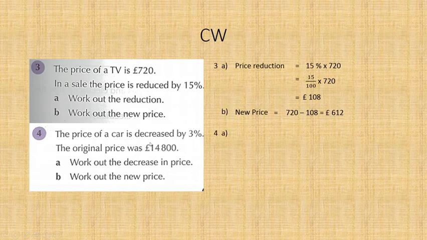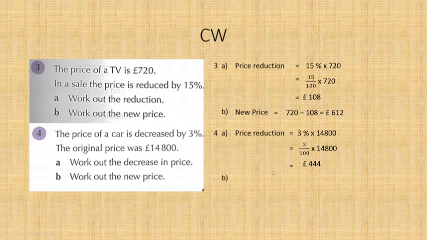The price of a car is decreased by 3%. The original price was 14,800 pounds. Work out the decrease in price. So the decrease, that's the price reduction, is going to equal 3% times 14,800. I will just calculate that. So the answer is going to be 444 pounds. And this is the reduction, or the decrease in price.